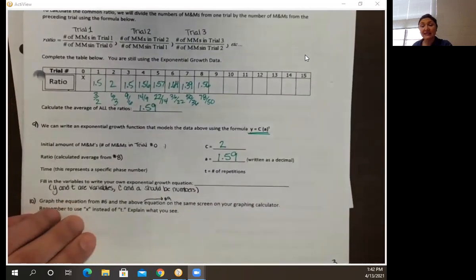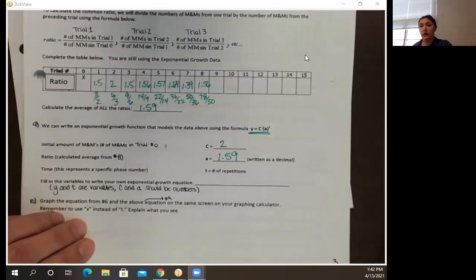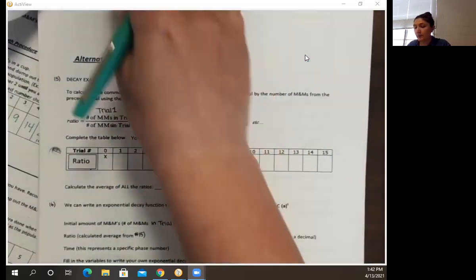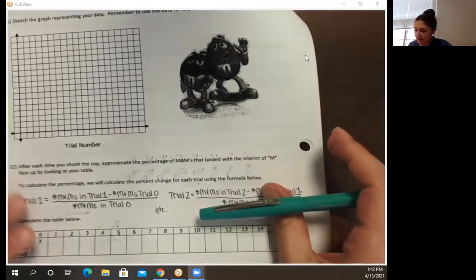Okay, and now we're going to look at the same types of work with our decay problem. Since our decay was only 4 trials here, this is going to go a little bit faster, but we're going to look at the same things. We're going to start with a little scatter plot of our function.